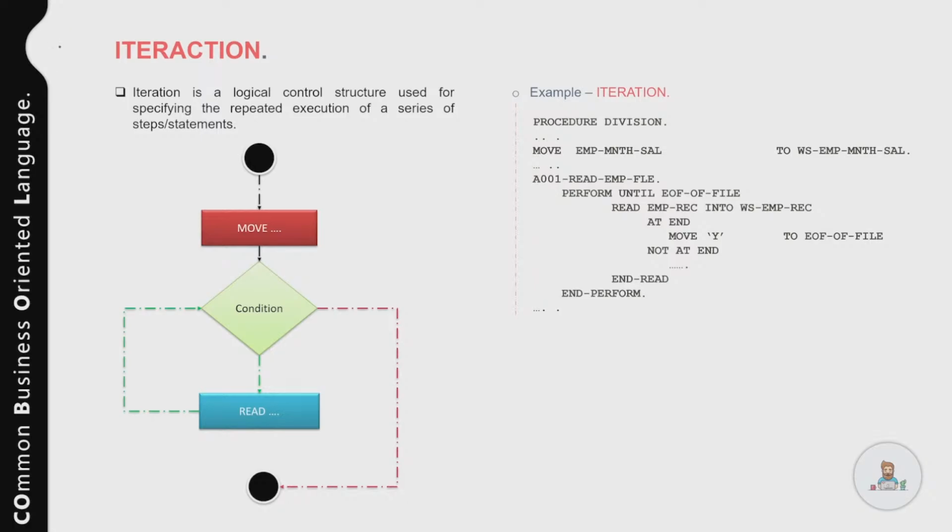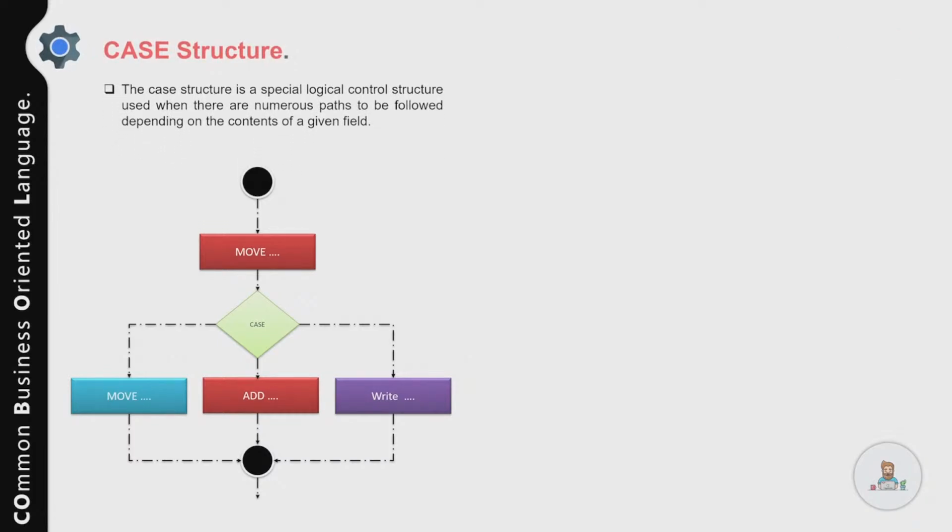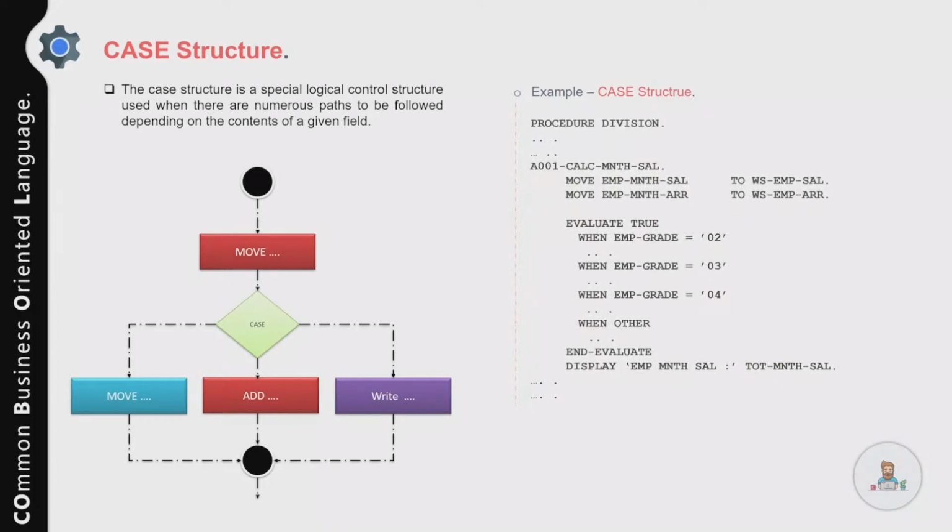Now let's talk about our last logical control structure, that is the case structure. So the case structure is a special logical control structure, and it is used when there are multiple paths to be followed depending on the content of a field or a variable. So in the following diagram, the first move statement will be executed because there is no specific condition specified on it. And after that, you have a condition, and based on that condition, these three statements will be executed. And remember, all three will not be executed, only one of the statements will be executed. But that execution will depend on the content or the value of a given field.